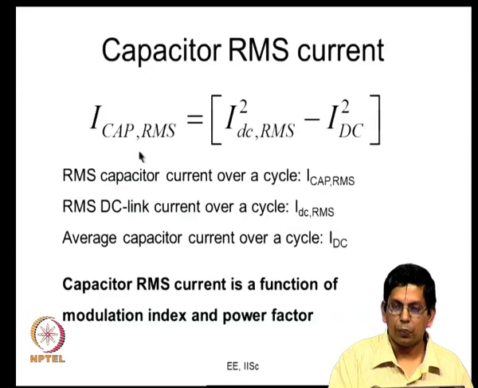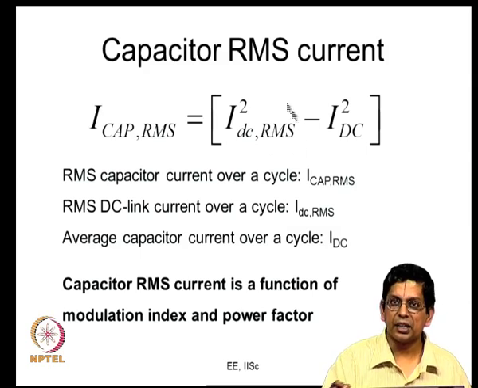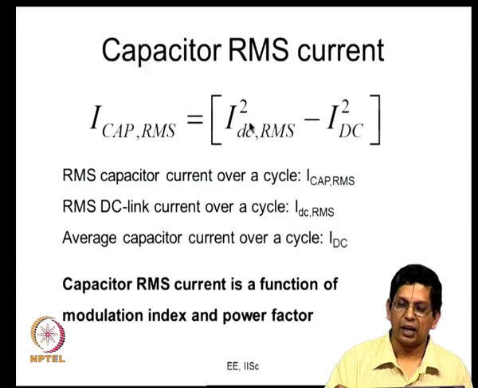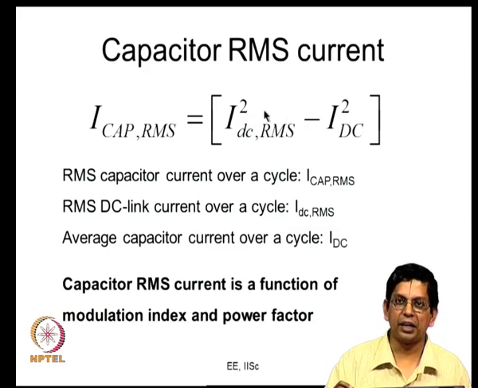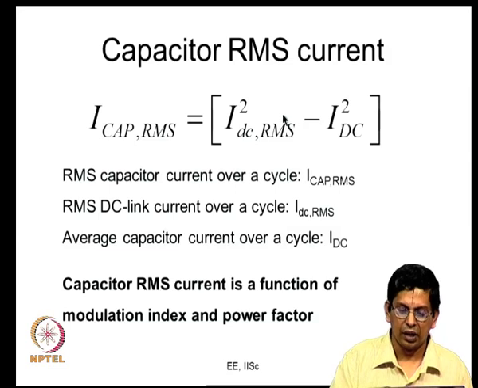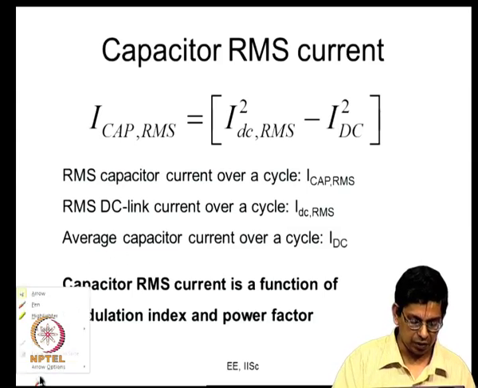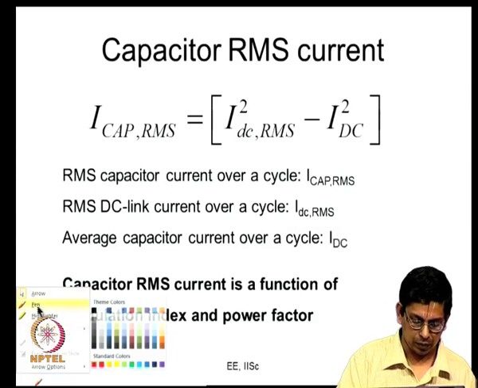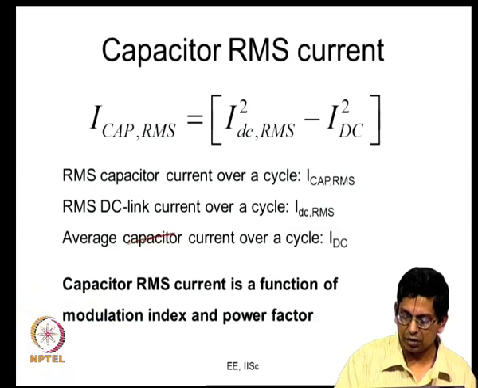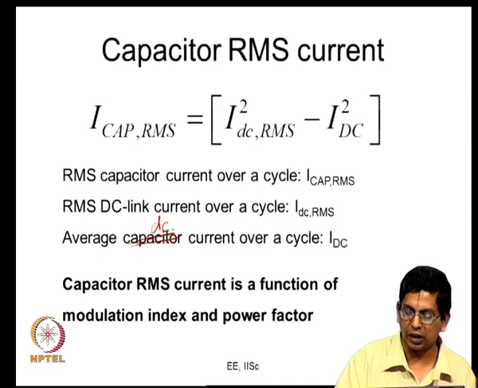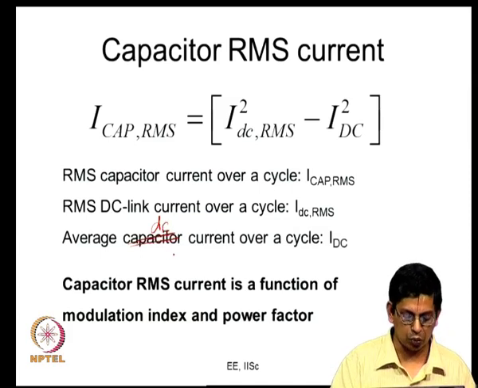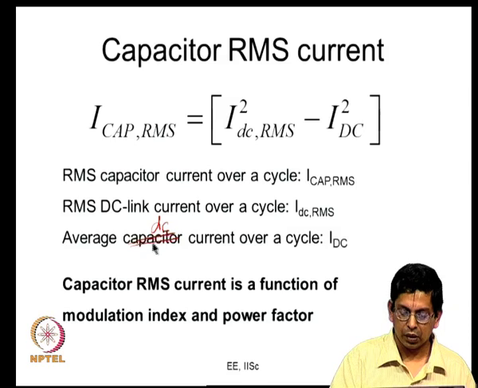Now, this IDC, the DC link current, has a certain RMS value. You can evaluate it by squaring this IDC, averaging it over a line cycle, and taking the square root of that. That is your IDC RMS, the RMS DC link current over a cycle. Now, this capital IDC is the average DC current which actually flows from the source. It is not the average capacitor current, I am extremely sorry. There can be no average current through the capacitor. I am sorry about this error.